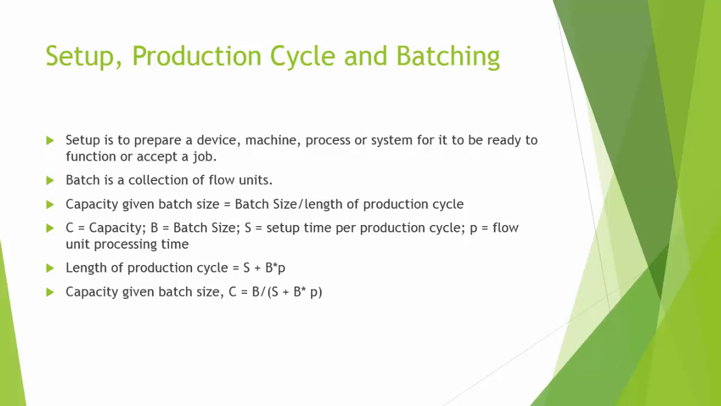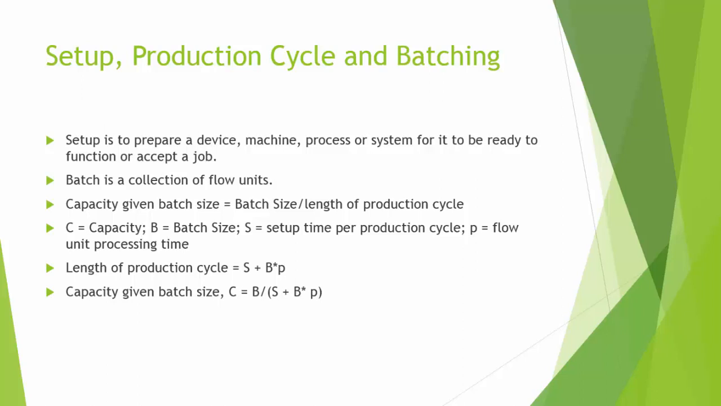This repeating sequence is called a production cycle. One production cycle occurs immediately after another. All production cycles are the same in the sense that they have the same setups and production runs. This process is called a batch production process because parts are made in batches. A batch is simply a collection of flow units.